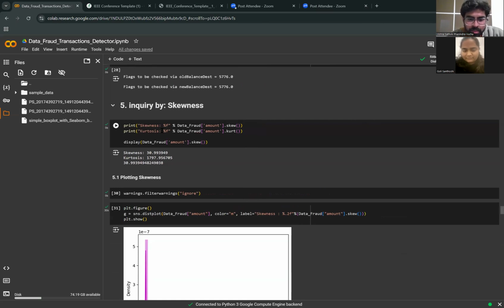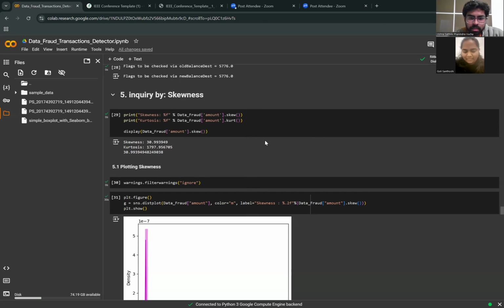Here, skewness means asymmetry of the probability distribution. A positive skew indicates a long tail on the right, whereas a negative skew indicates a long tail on the left, where a skew of 0 indicates a symmetric distribution.